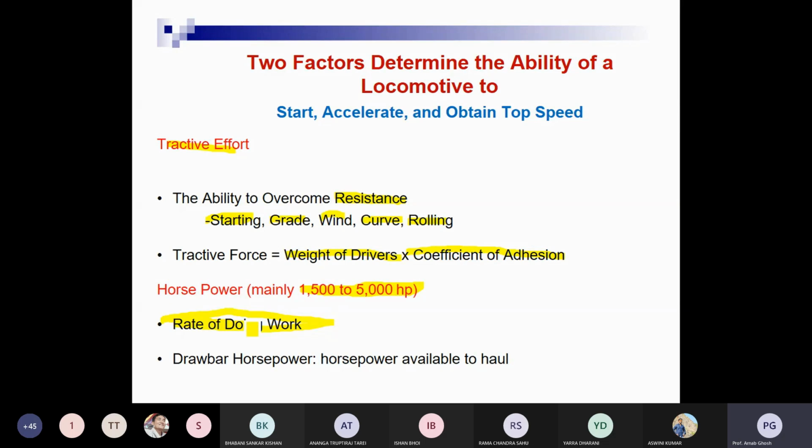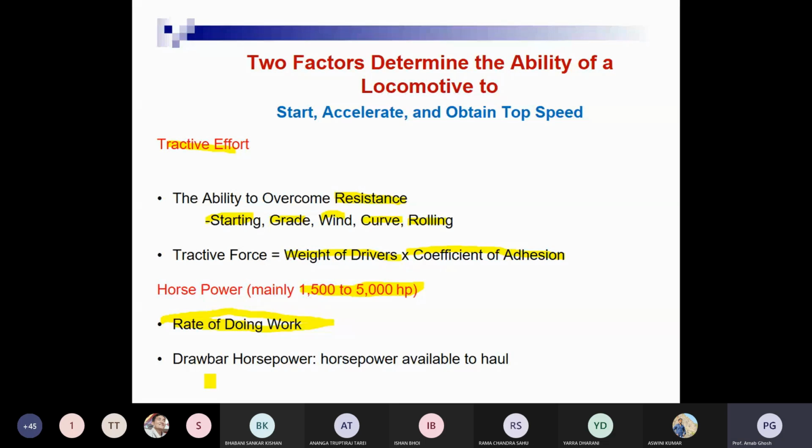Based on the duty, the insulations and other parameters are chosen. Different gradings of insulations are available, from A up to F type, and based on the duty you have to select the insulation. Then horsepower available to the hold. These are important features you need to keep in focus for starting and controlling the locomotive.